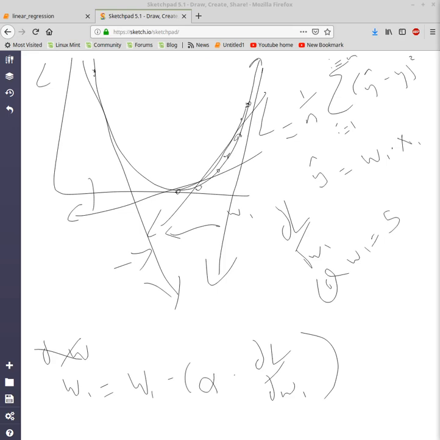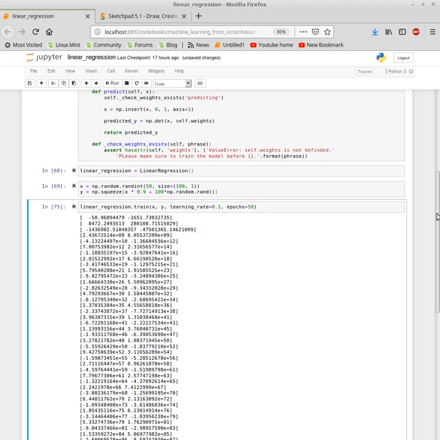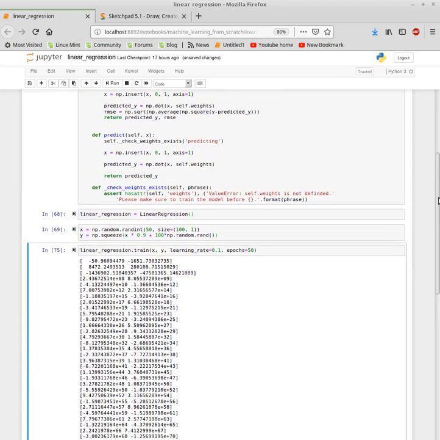Let me just double check. I'm pretty sure this was the function. Let me just double check real quick. I mean, I know this is a function, but just super double check. Yeah, sorry.